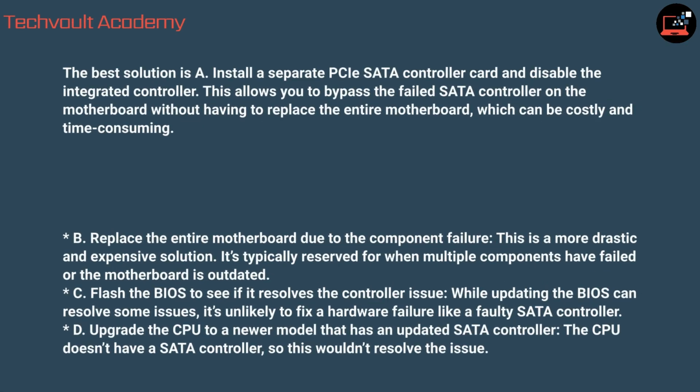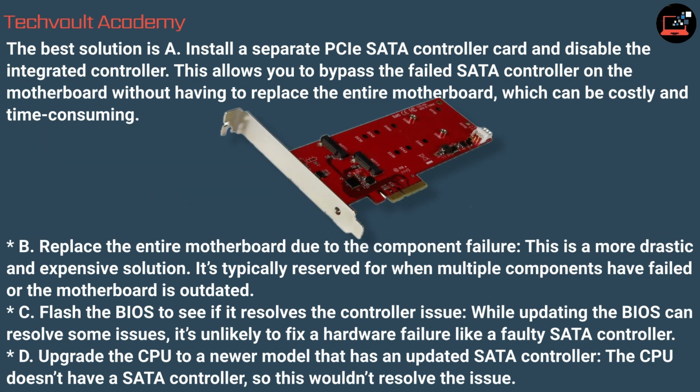The best solution is A. Install a separate PCIe SATA controller card and disable the integrated controller. This allows you to bypass the failed SATA controller on the motherboard without having to replace the entire motherboard, which can be costly and time-consuming.